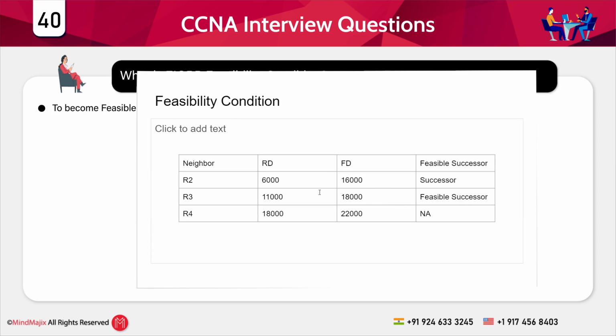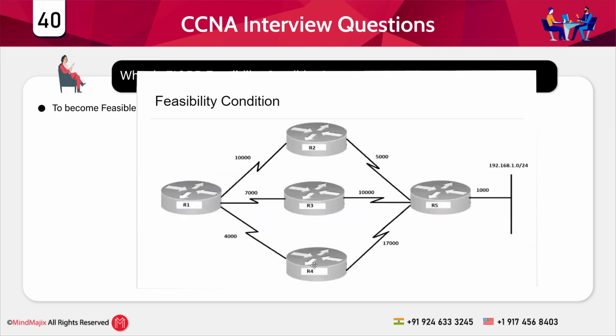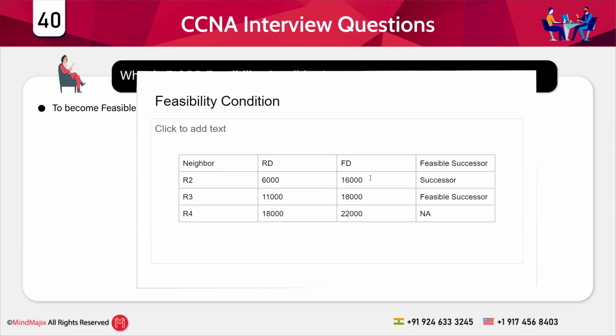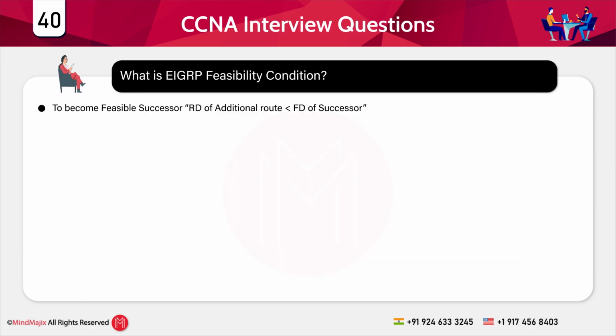Why is it a feasible successor? Because the reported distance is 11,000 from the additional route, which is lesser than 16,000, the feasible distance of the successor. That's why it is acceptable. But in case of R4, the reported distance is 18,000, which is higher than the feasible distance of the successor, right? That's why we will not consider this as a feasible successor. That's why it is not applicable.